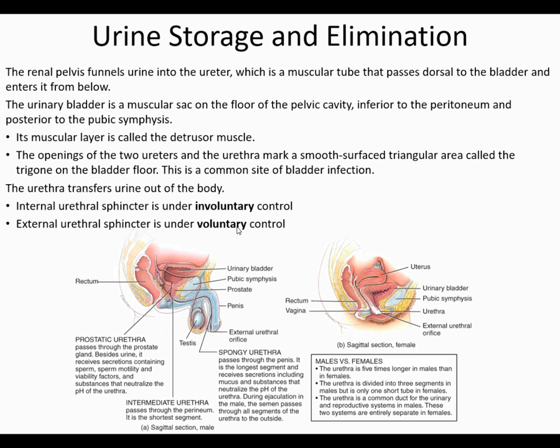And at the bottom, they show you a picture. It's a sagittal section of a male and a female to demonstrate differences that exist between their urethras. This is really one of the biggest differences between men and women anatomically. Men have a much longer urethra, about, what does it say, 5 times longer than a female urethra.